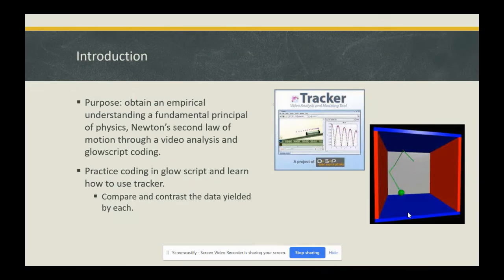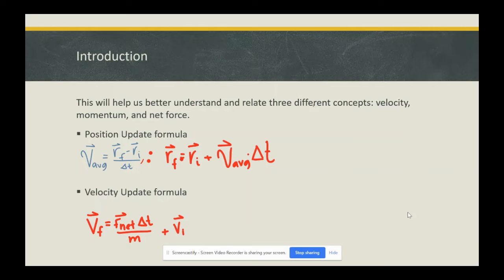My name is Ana Cecilia Valdez and today I will be presenting my first laboratory practice on constant velocity. We want to obtain an empirical understanding of Newton's second law of motion through video analysis and GlowScript coding in order to create an observed motion and a predicted motion scenario. These two software tools will help us compare and contrast the predicted and observed scenarios. This will help us better understand velocity, momentum, and net force.